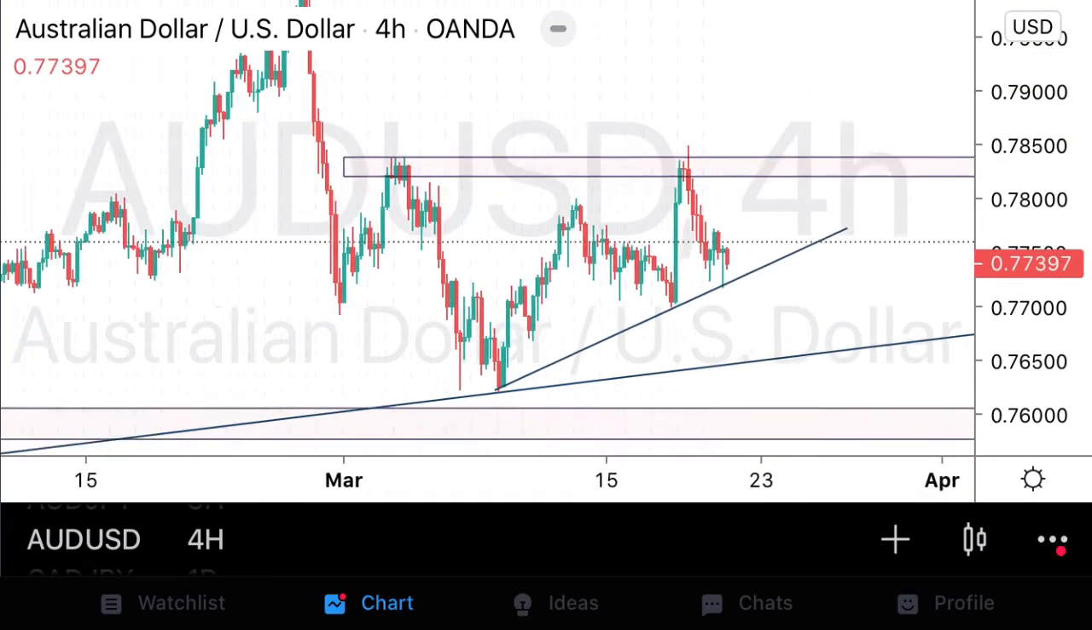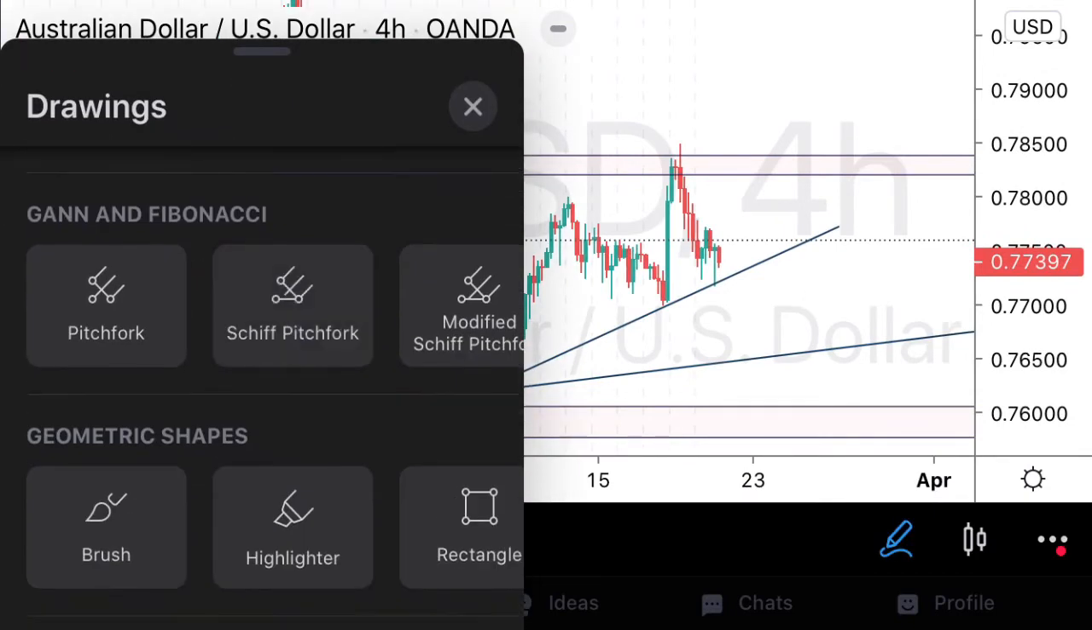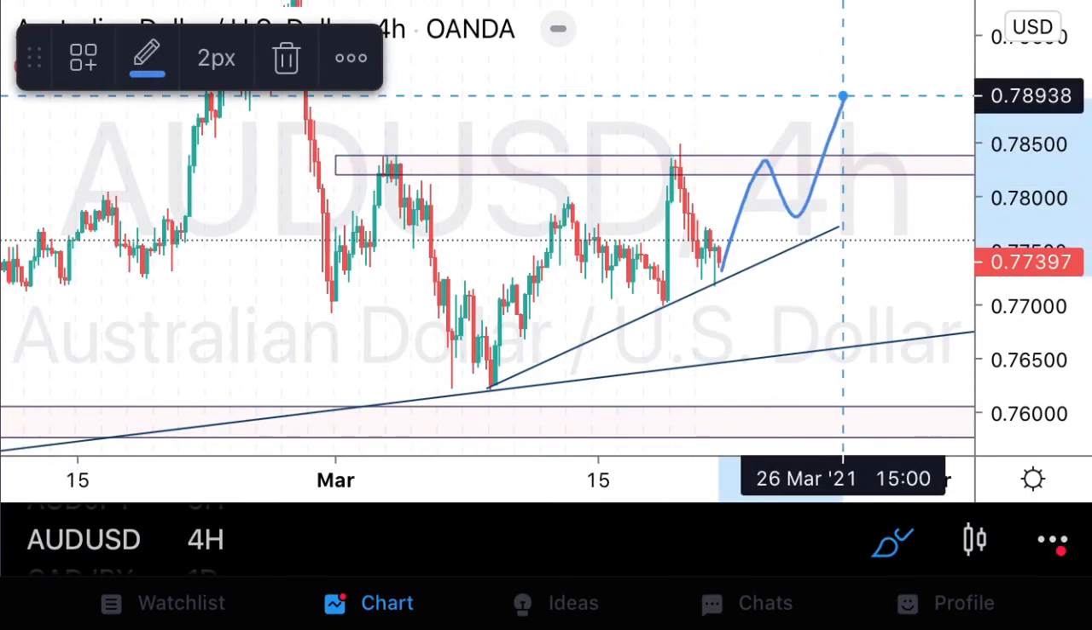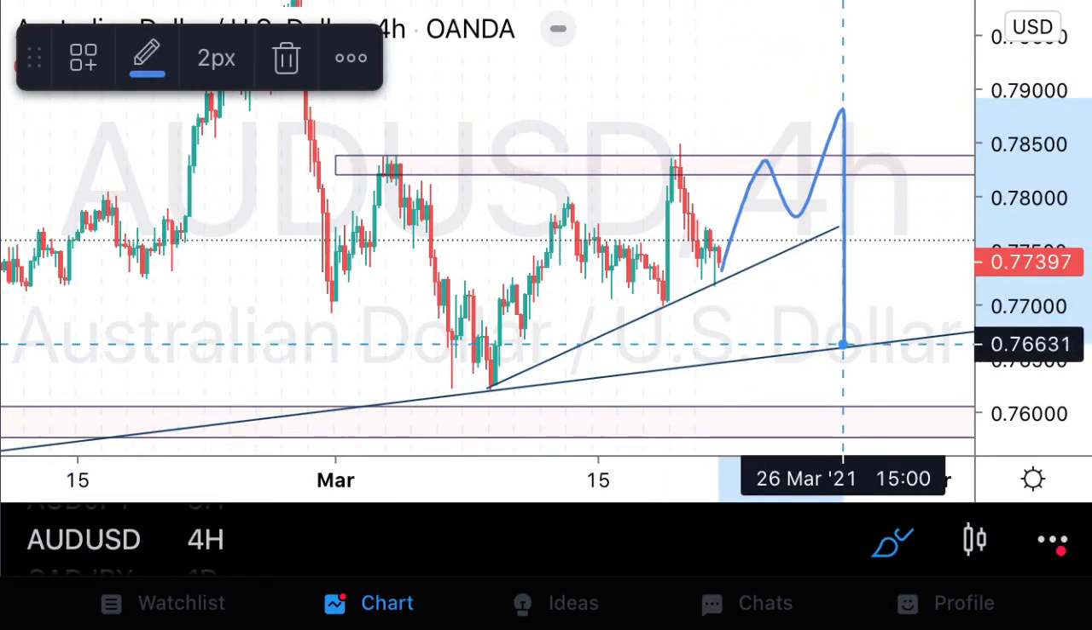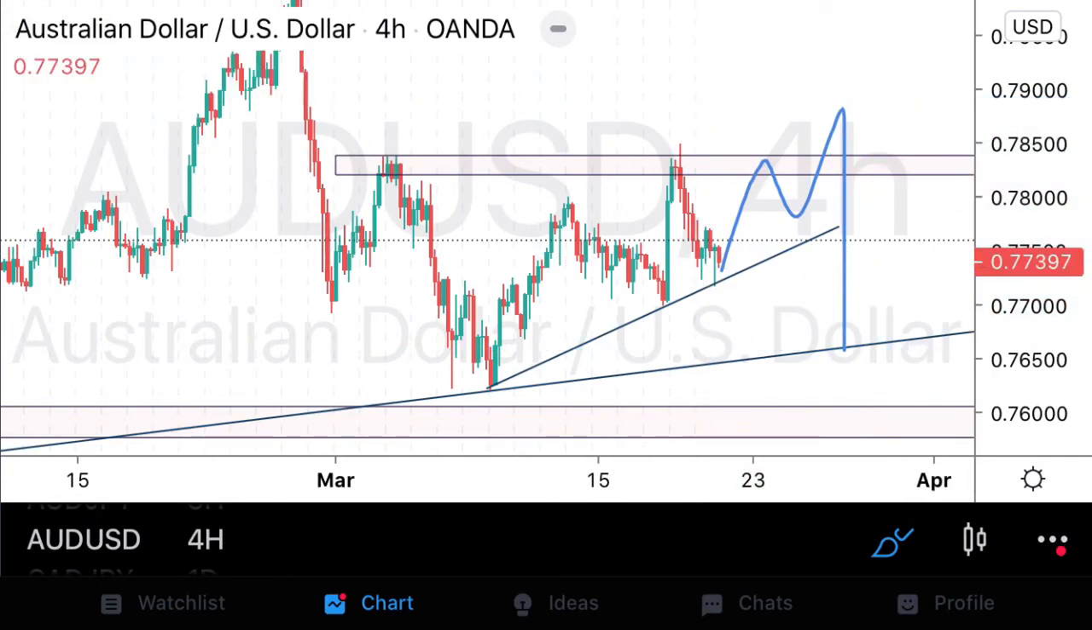We might even see a nice reversal structure at this third top. Obviously it's going to be a lot more clear on a higher time frame. Even if you see that manipulation to the upside followed by something like this, this is going to be something that we will be able to observe on those higher time frames.